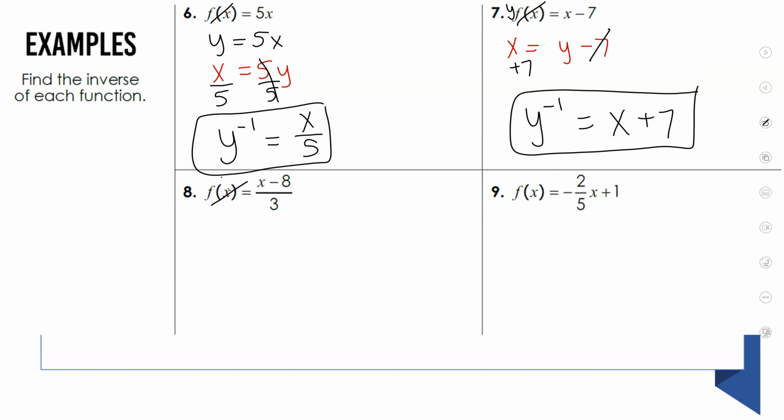Yes, you should see a pattern. It just undoes it. Here they're multiplying by 5. Here they're dividing by 5. Here they add 7. Here they subtracted 7. Inverses, they do the opposites of each other.